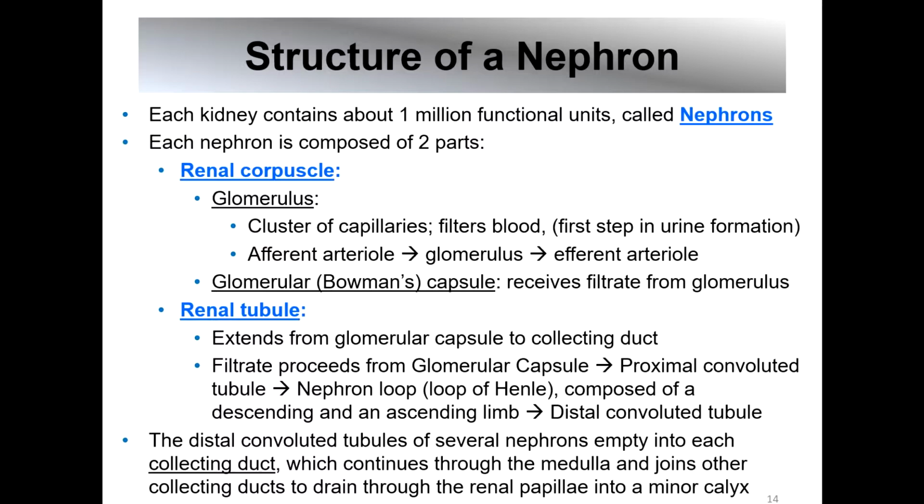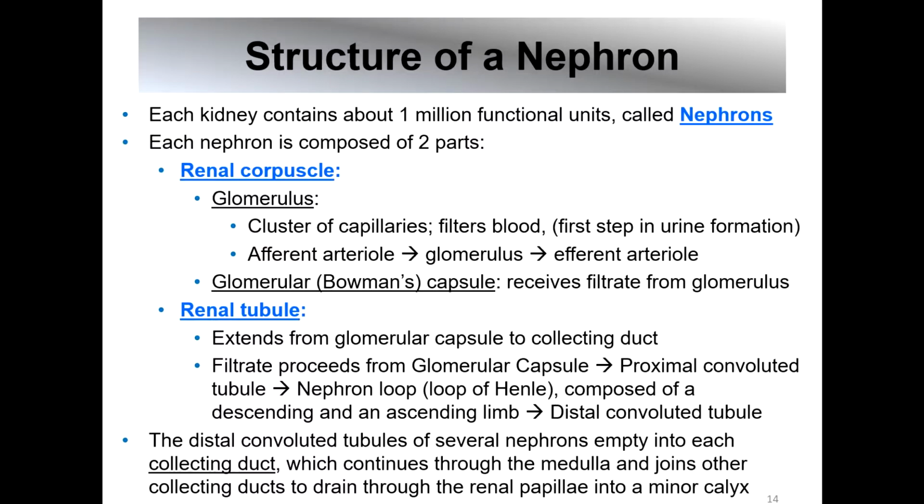The filtrate passes through the capsule and then into a region of the tubule called the proximal convoluted tubule, or PCT, down through the nephron loop, also called the loop of Henle. There's a descending and an ascending loop in the loop of Henle, and then finally through the DCT, or distal convoluted tubule. From the DCT, the filtrate flows into the collecting duct.